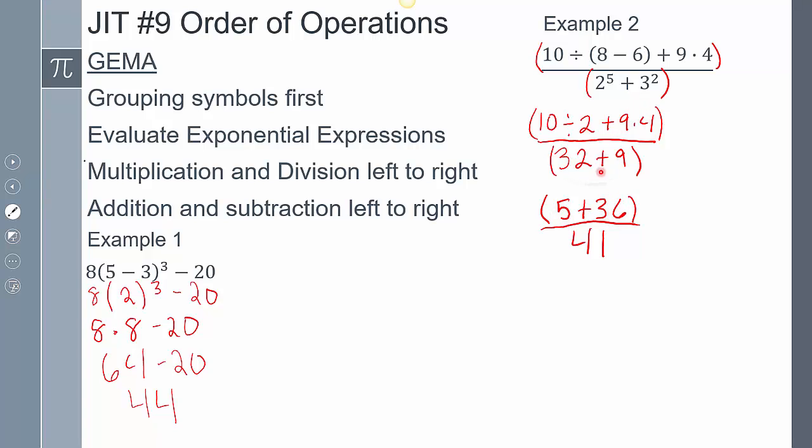And then I don't see any multiplication or division here, but I do see addition and subtraction. And so adding those together, I'm going to get 41. And so now the only thing I have left on top is adding the subtraction. So adding those together, I get 41 over 41, which is just 1.